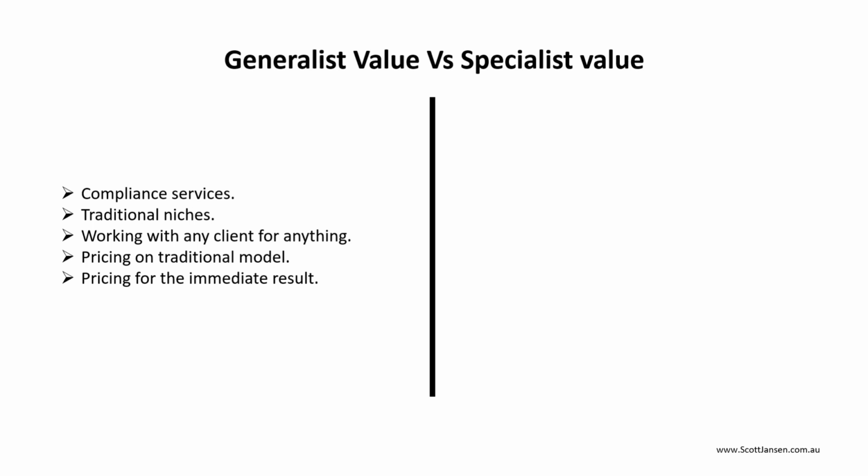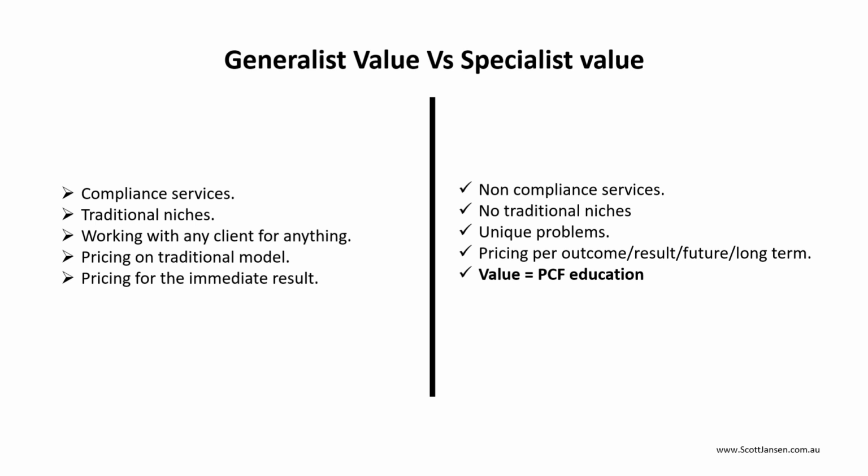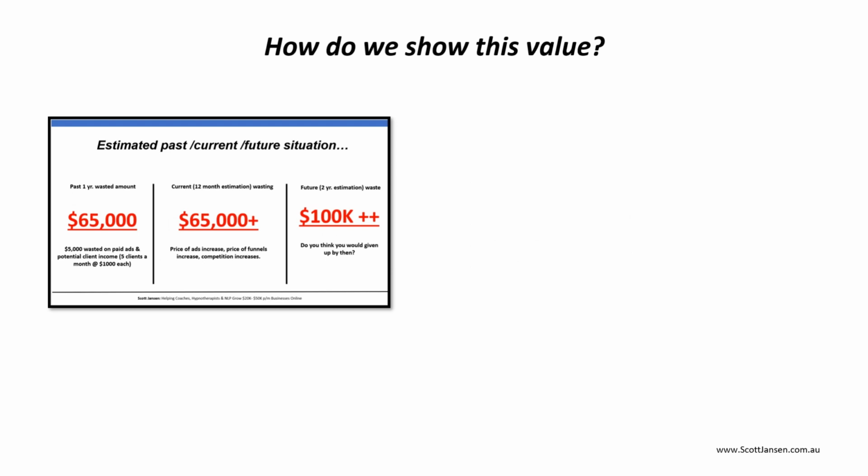The switch that we have to make, and what you need to make in your business, is what I call the specialist value. For this, we want to start to think about non-compliance services, unique niches inside of the compliance services that aren't regularly looked at by the traditional therapist. Non-traditional niches, very unique problems to very unique people. Pricing per outcome, result, future and long-term, and what I call the value, which is the PCF education: past, current and future education. Now, the way we're going to show this value, and the way that we present and position ourselves as the specialist, as the go-to therapist or coach, the no-brainer option for our clients, regardless of our price, is by the future value deck I'm going to show you today. We have to make the switch from the generalist traditional model into the specialist go-to therapist, the expert-position therapist in the market, regardless of your niche, regardless of how expensive your price is. So how do we show this value?